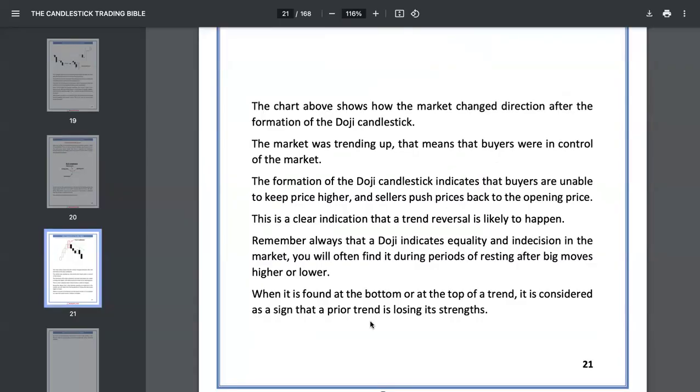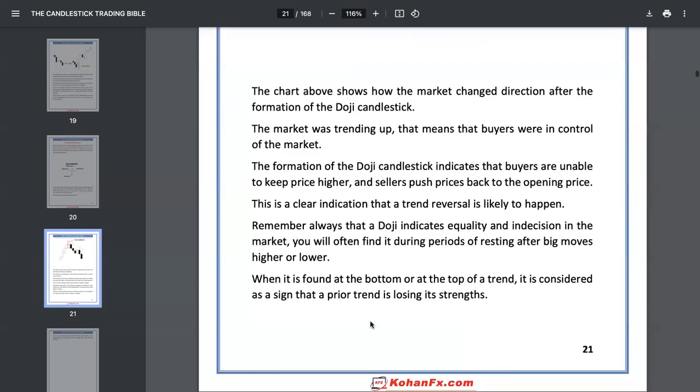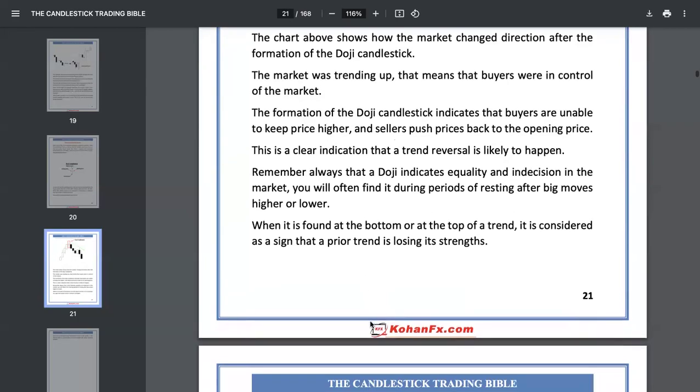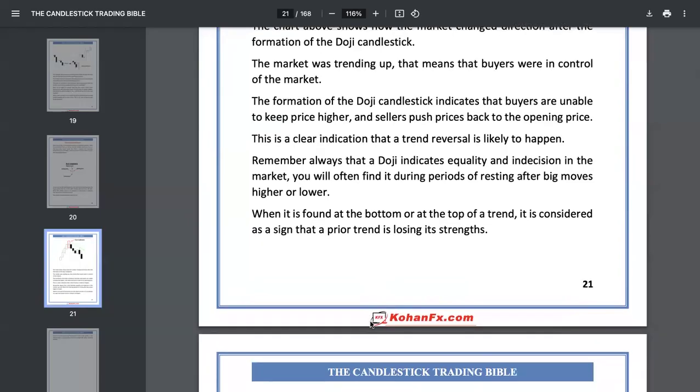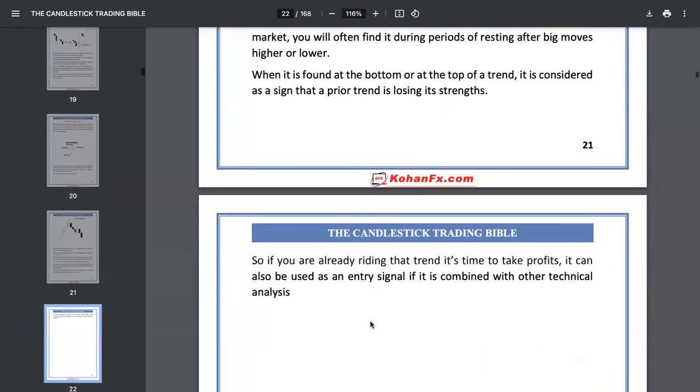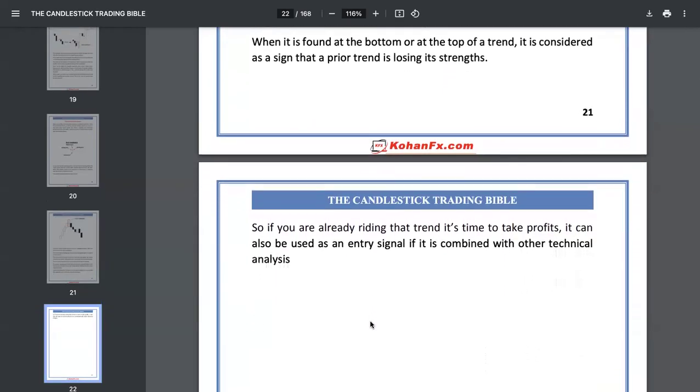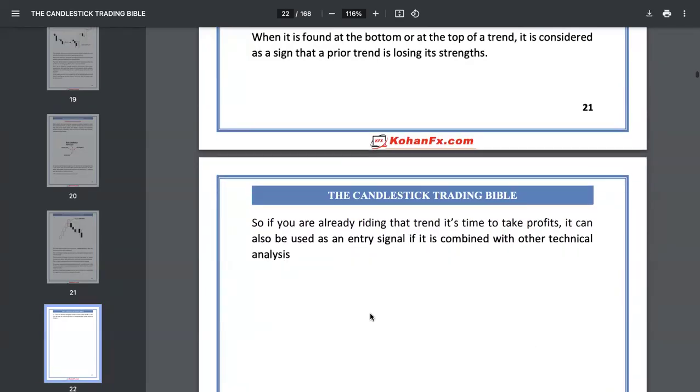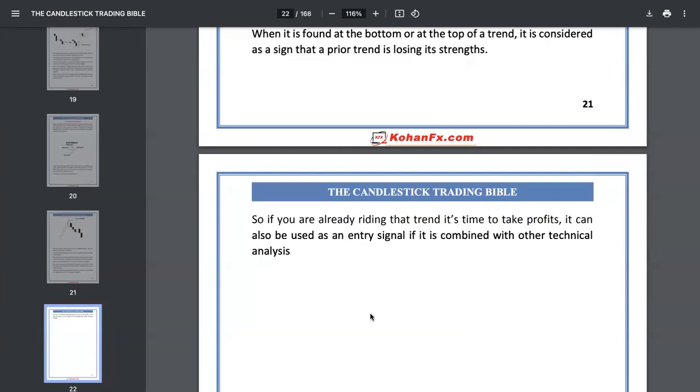Remember always that a doji indicates equality and indecision in the market. You will often find it during periods of resting after big moves higher or big moves lower. When it is found at the bottom or at the top of a trend, it is considered as a sign that a prior trend is losing its strength. So if you are already riding that trend, it's time to take profits. It can also be used as an entry signal if it is in combination with other technical analysis.